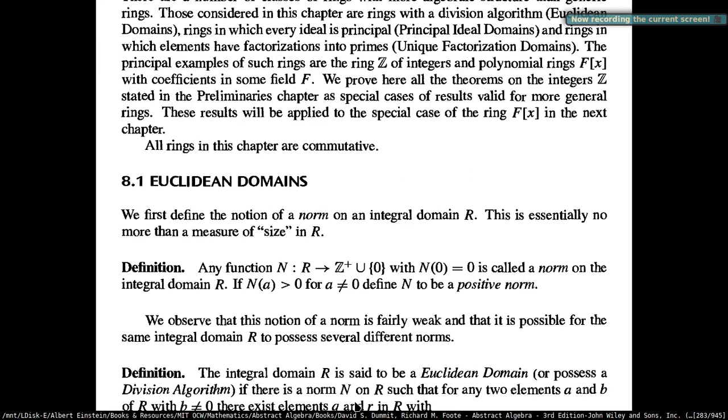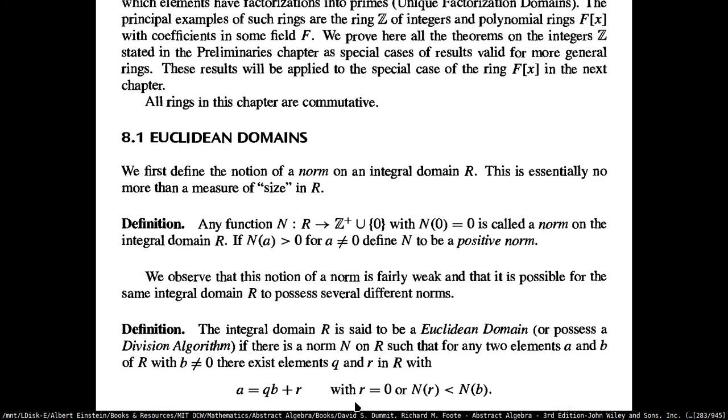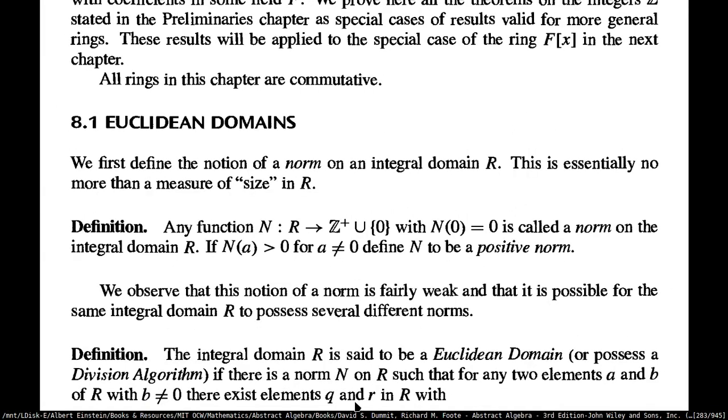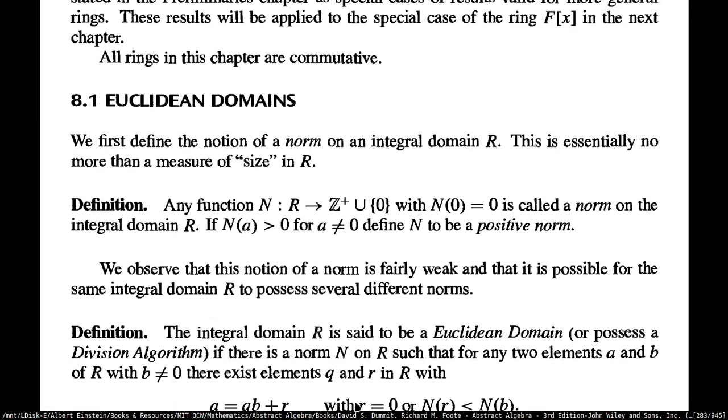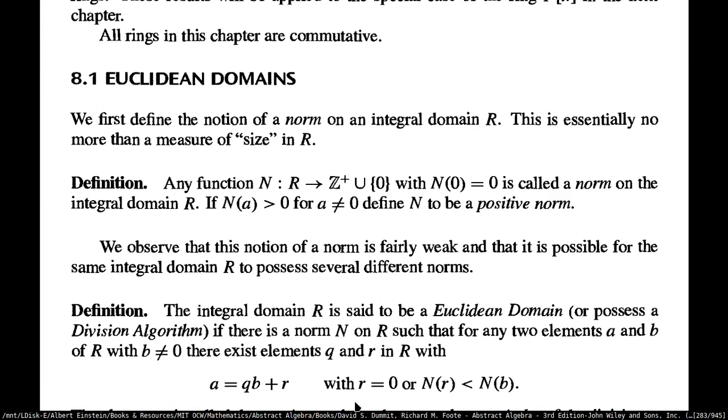Okay, so Euclidean domains. We're going to see what a norm is. We've had an idea about what the norm is, like we've seen this before. But yeah, you have a function that goes from the integral domain R to the positive integers including zero. If you fix the zero so that N of zero is equal to zero, this is going to be a norm on the integral domain. Essentially it just gives you a positive integer for something in the integral domain.